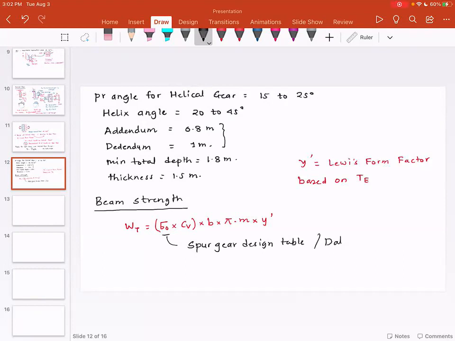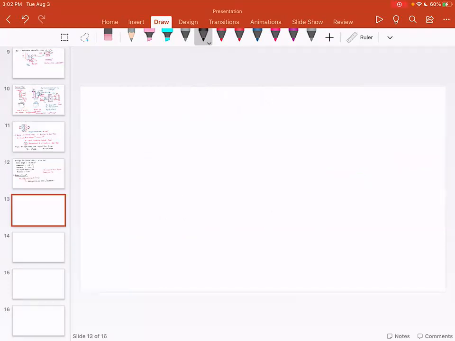Or data book. Step number 2 is we have to find out the dynamic load on the helical gear. So next step is find dynamic load.